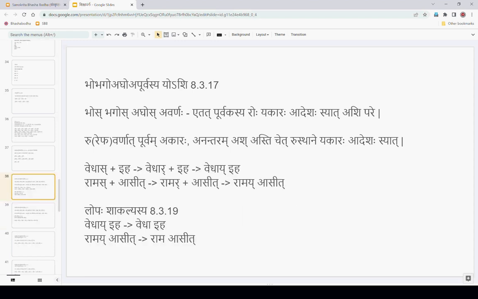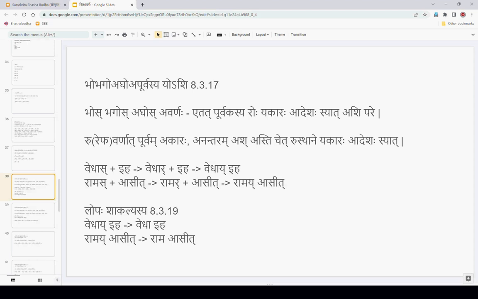So what this Puram, what it says, Ramai asit, this is one, Yakarasya adesha bhavat, Lopah shakalasya is saying, Vikalpena lopa bhavati iti. So Vedhai Iha becomes Vedha, Iha Rama Asit.